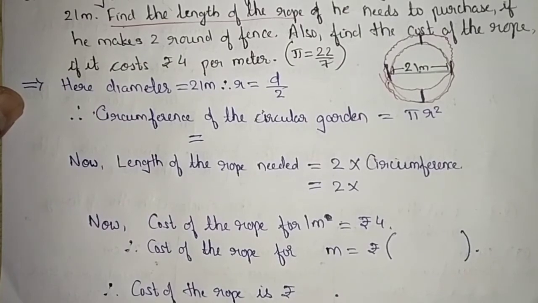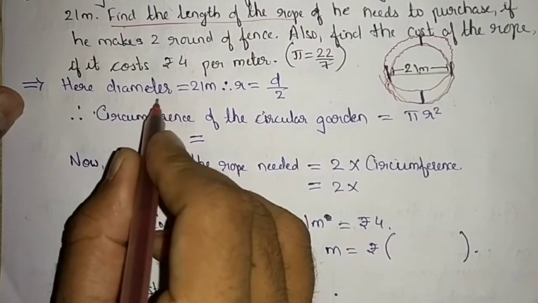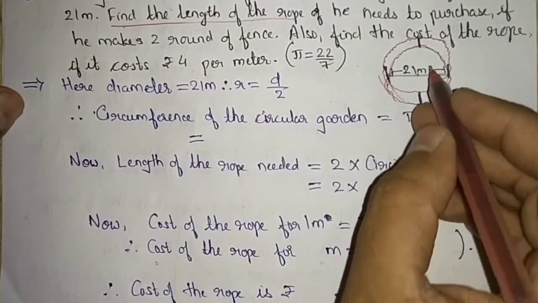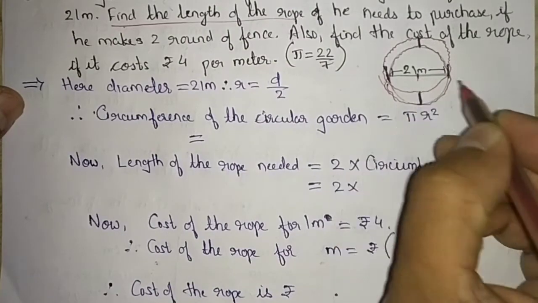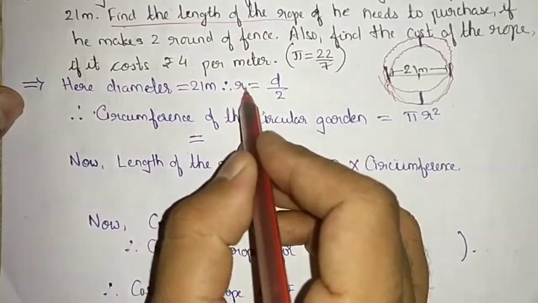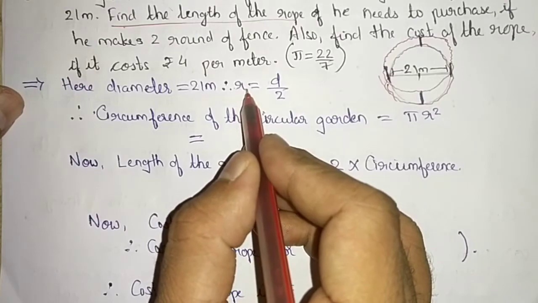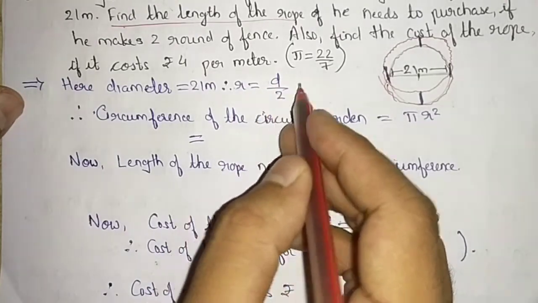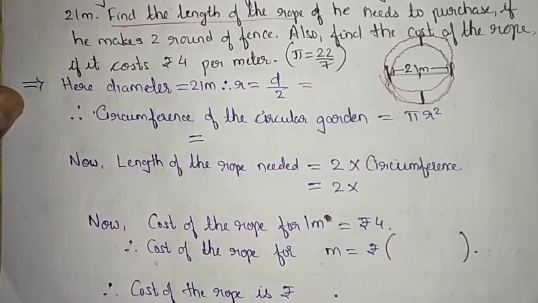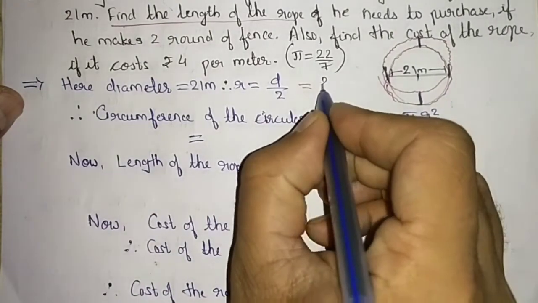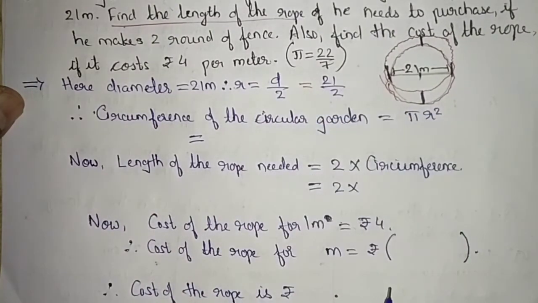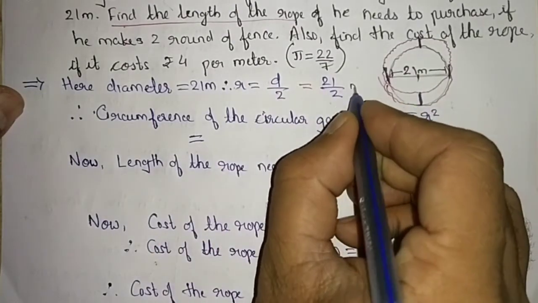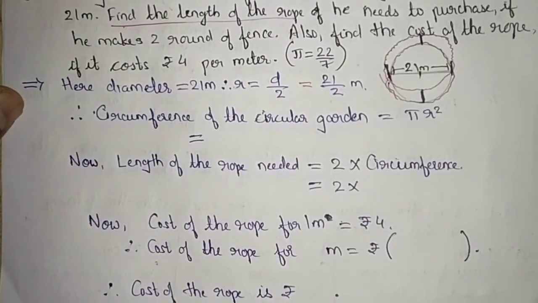So let us solve. How we will solve? We will write like this. Diameter is equal to 21 meter, but we are interested in radius. So what we will do? We will put it in the formula of radius, that is d divided by 2, diameter divided by 2, and that is nothing but 21 divided by 2. We will keep the unit as it is, meter.